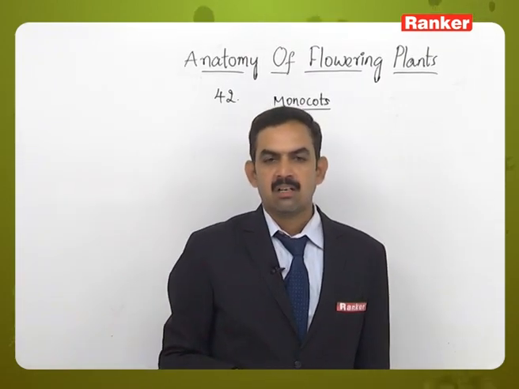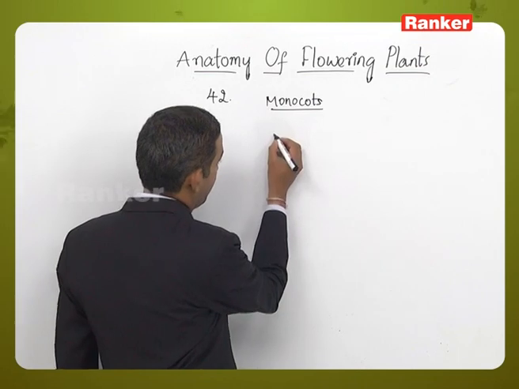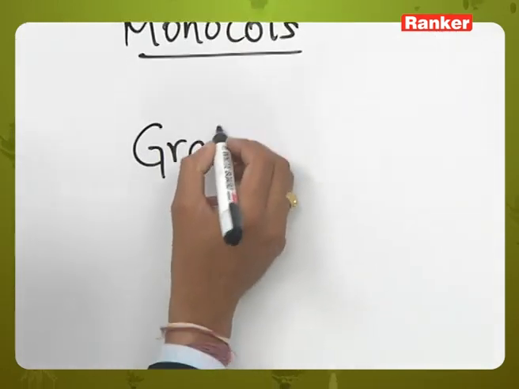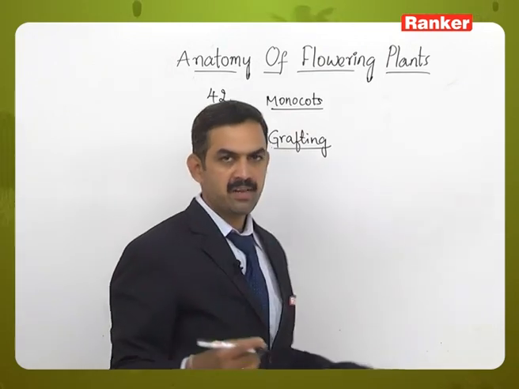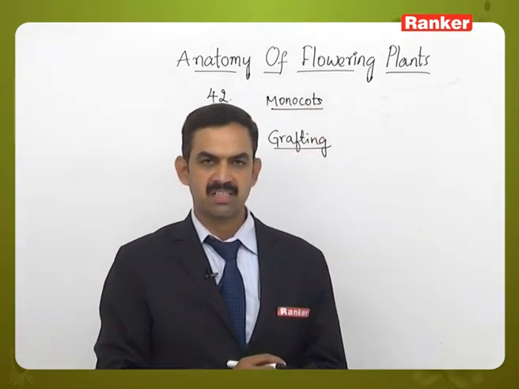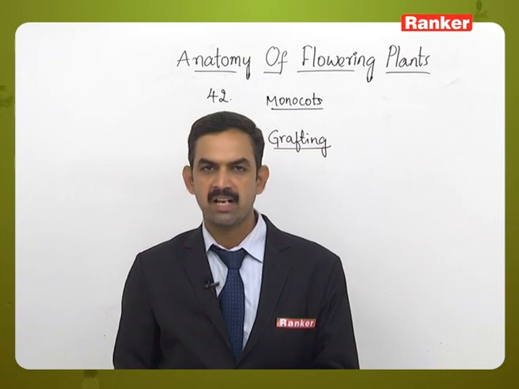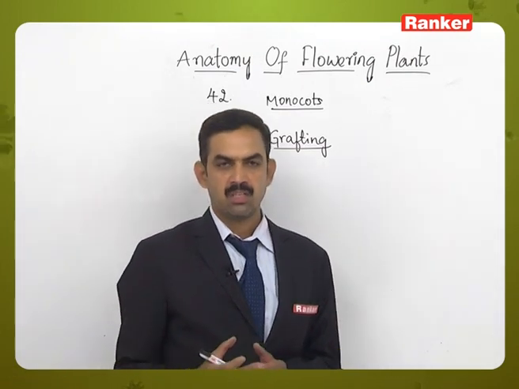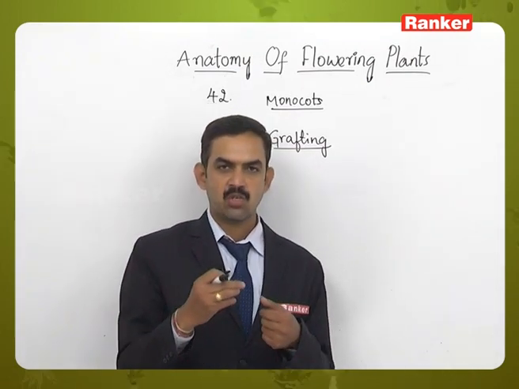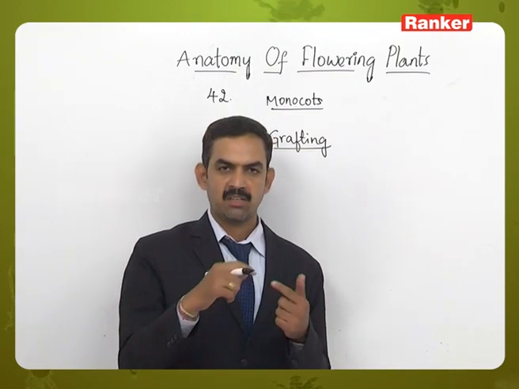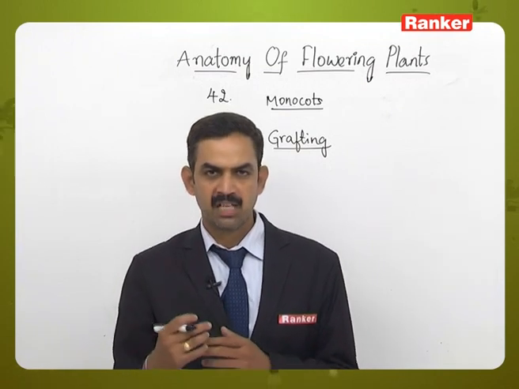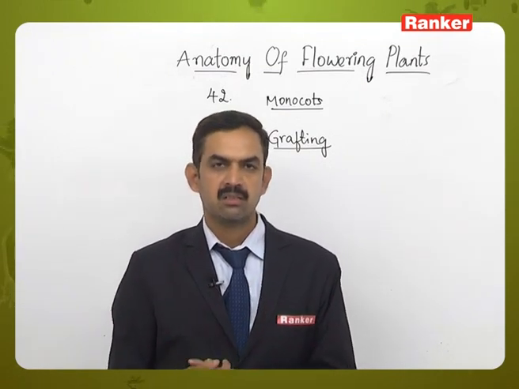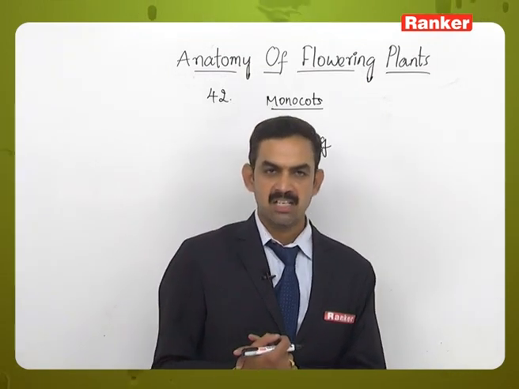For the grafting process, it is a type of vegetative propagation where two different types of plants are grafted with each other. One is called the scion and the other is called the stock. So the stock and scion have to be bound with each other, and both of them are tied with rubber for some days. After some days, the scion and stock get attached with each other.